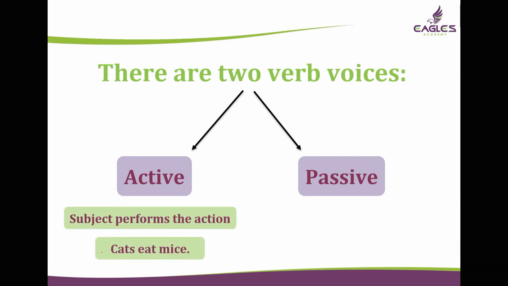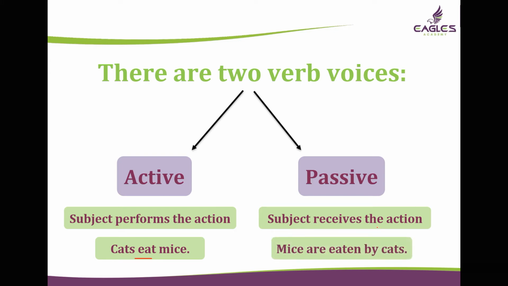For example, cats eat mice. The subject is cats, who perform the action, which is eat. So cats are the ones who eat, okay? This is the action. While in passive, the subject receives the action. So the subject will be at the end. Mice are eaten. So who has eaten the mice? The cats. So the subject here receives the action. This is the action. Okay, dears?